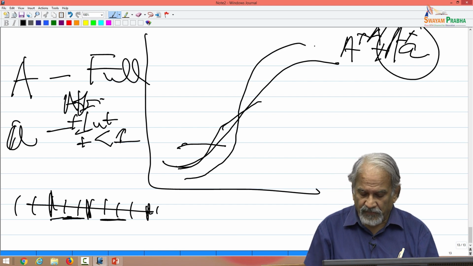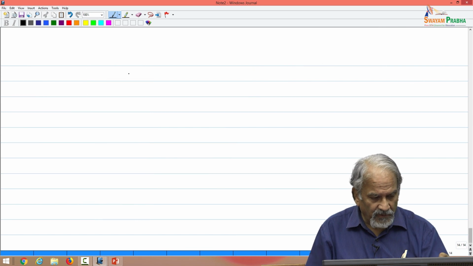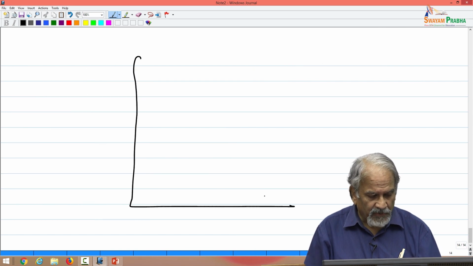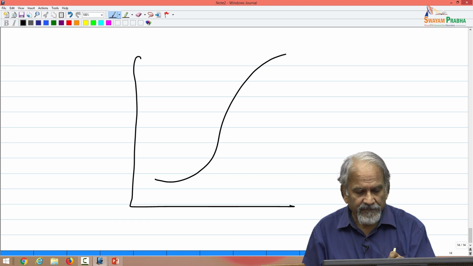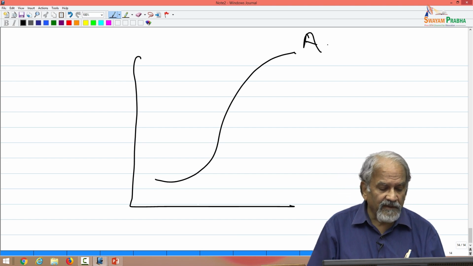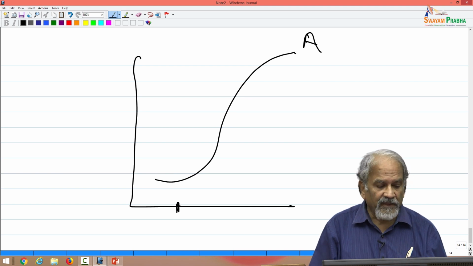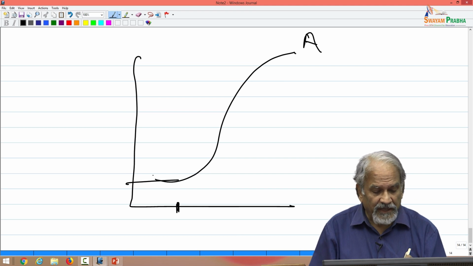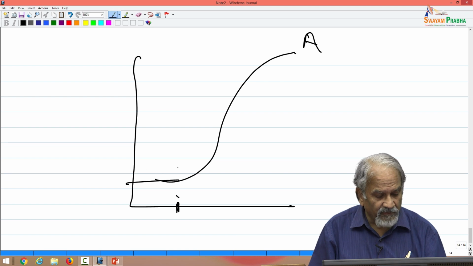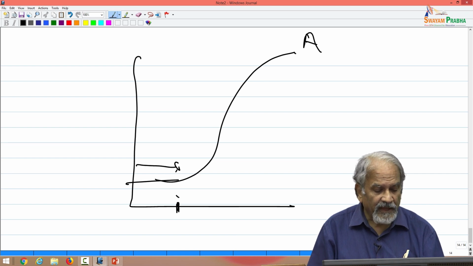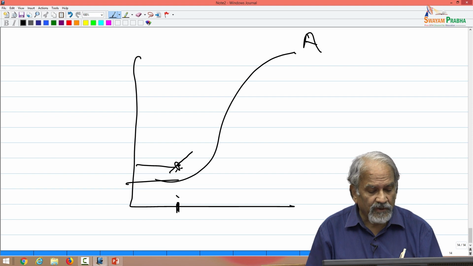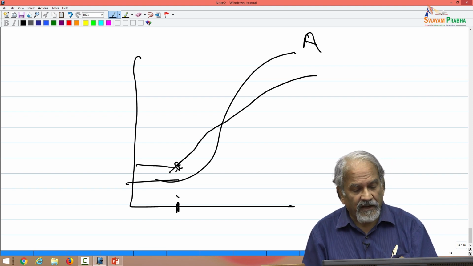Now if you put it again here, you get a dose response curve with only A, and if you increase the concentration, for this dose you get this response, and you increase A plus A 2, that means with the same dose you get more response, but at a later time you get lesser response here.